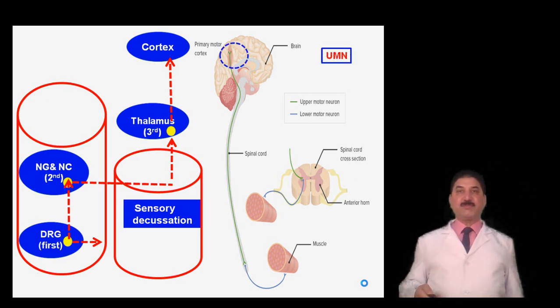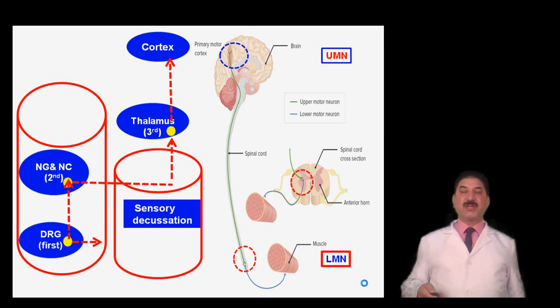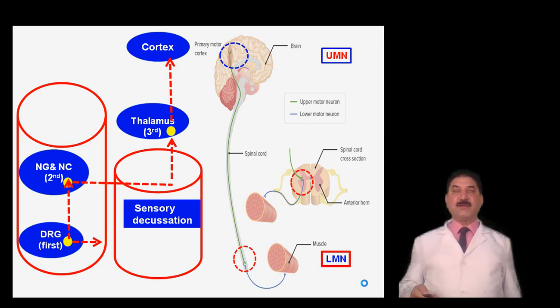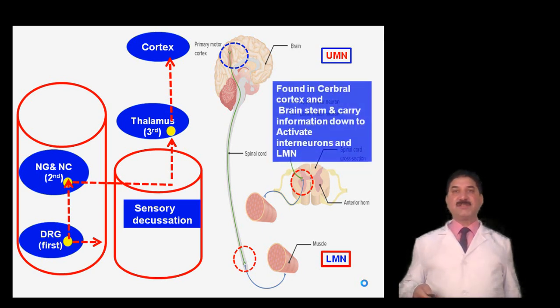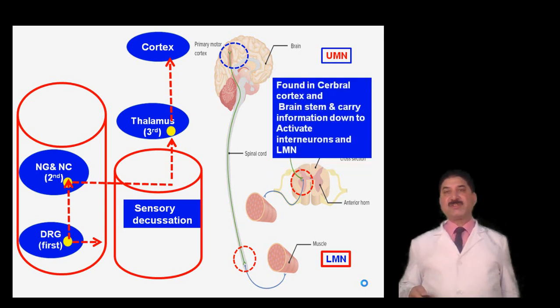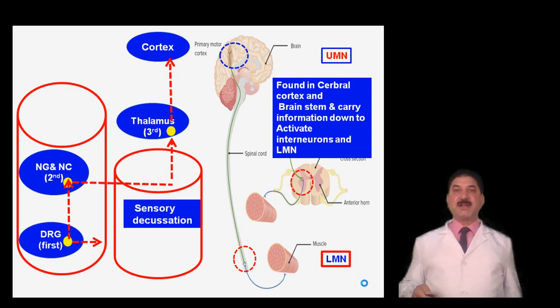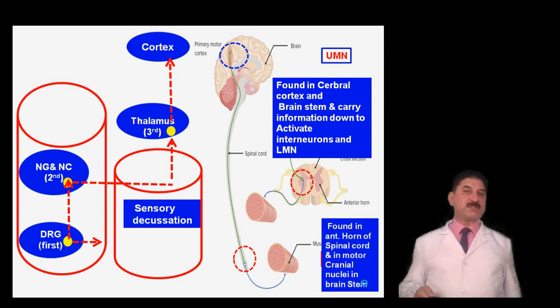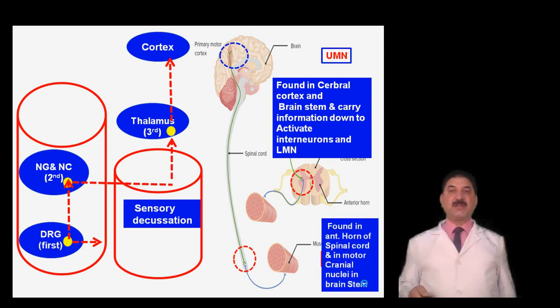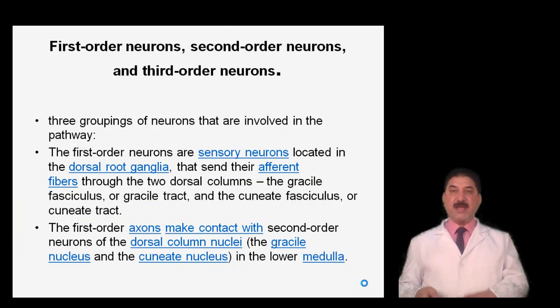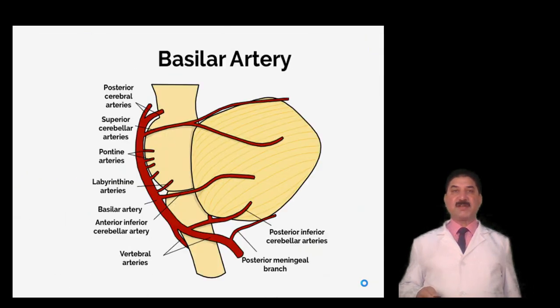In contrast, descending motor pathways originate from upper motor neurons located in the cerebral cortex or brainstem. From there, these tracts go to the anterior horn cells of the spinal cord, and fibers originating from there go to the musculature of the body. We don't have first, second, and third order neurons in the motor pathway. Upper motor neurons are found in the cerebral cortex and brainstem and carry information down to activate interneurons and lower motor neurons. Lower motor neurons are found in the anterior horn of the spinal cord and in motor cranial nuclei in the brainstem.